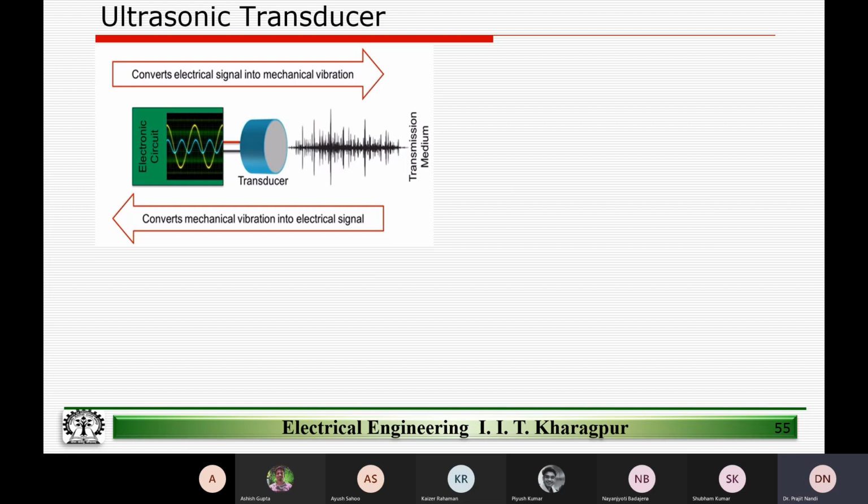So this again is a snapshot of how the electrical signal is converted into a mechanical vibration. And this is very important, that we need a transmission medium. And there will be reflection, as we mentioned, and the reflected waves traverse back, and then the mechanical vibration is converted back and read by this electronic circuit sitting here, right?